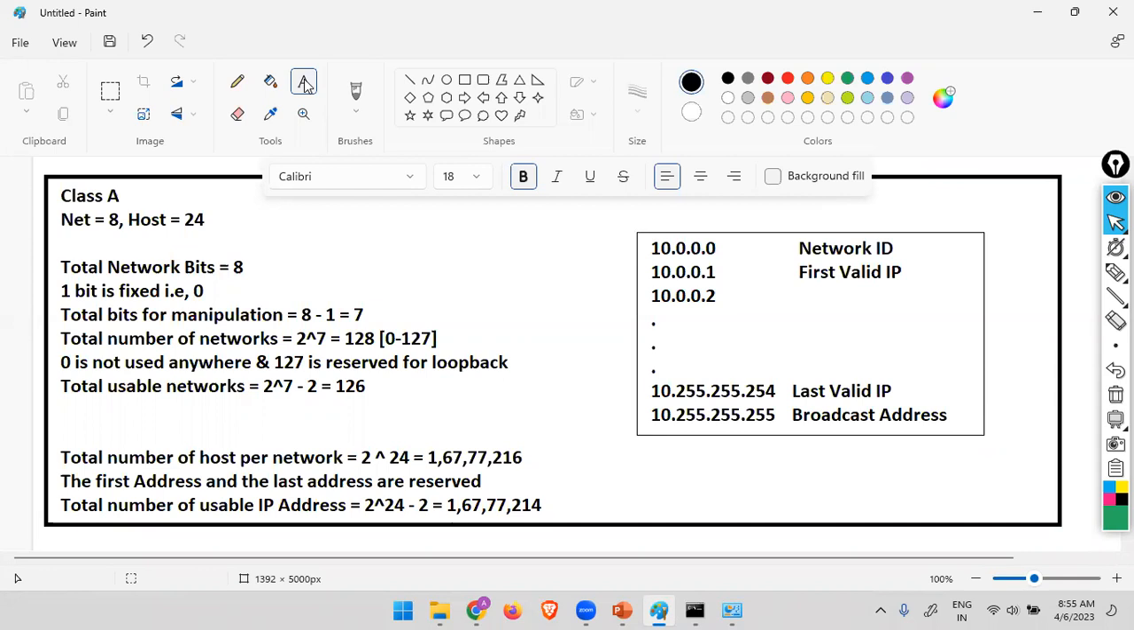Those who have done it can try the calculation for class B. We just started from where? Just with the network bits and host bits. So this calculation you have to understand.